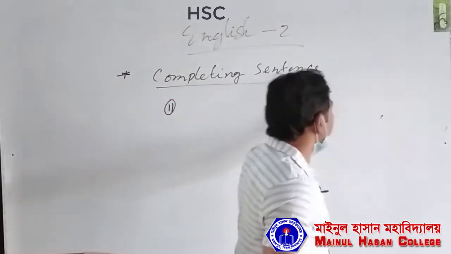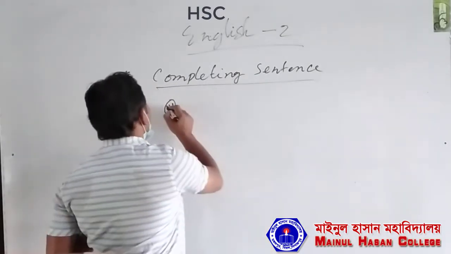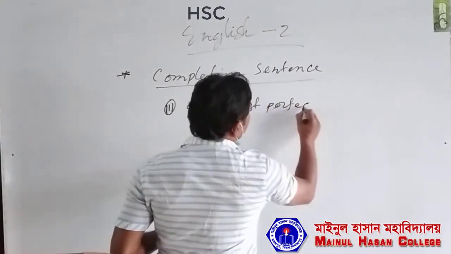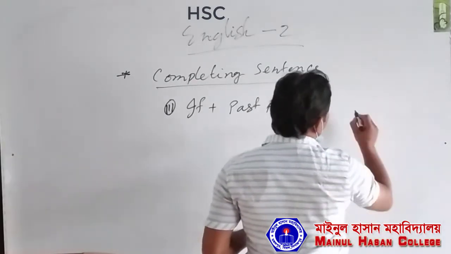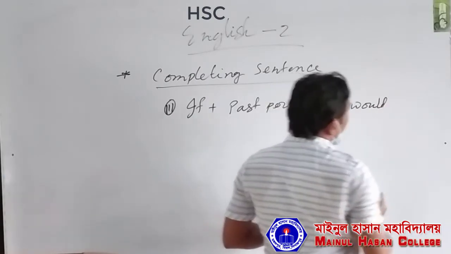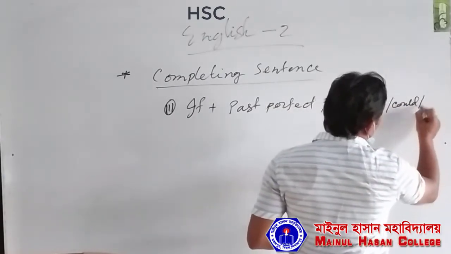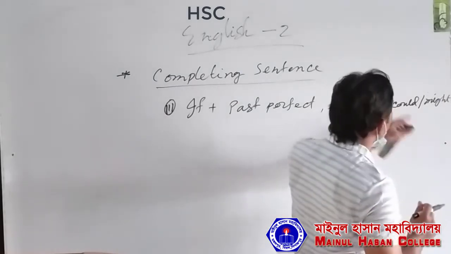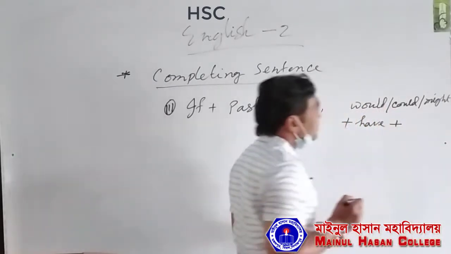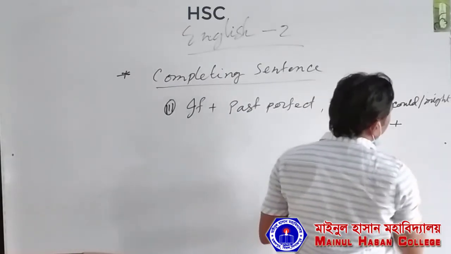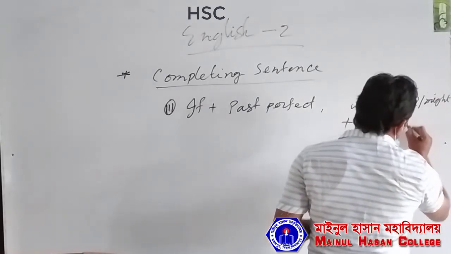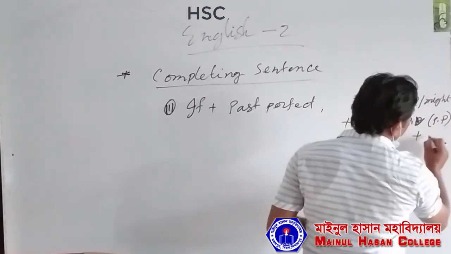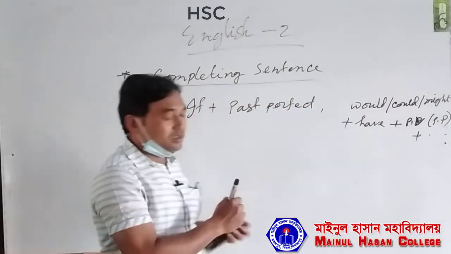Then the last condition, condition number 3: if plus past perfect. Here you can use would, could, might with have. That means would have, could have or might have. And would have, could have, might have are always followed by the past participle of the principal verb. And the extension you can use according to the meaning of the sentence.